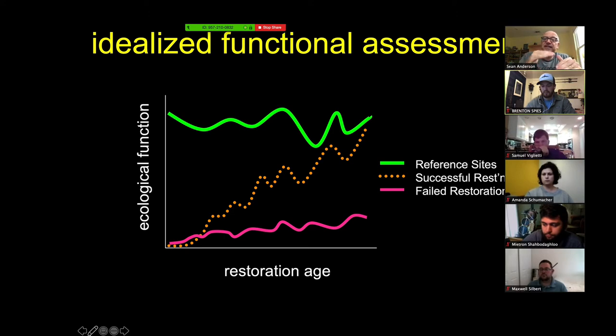And overall, that level of function is quite low. What we'd like to see with a successful intervention, a successful restoration or introduction or whatever the case may be, is that we start at that low level of functioning, and over time, we become indistinguishable from the green line. We become indistinguishable from the reference condition.